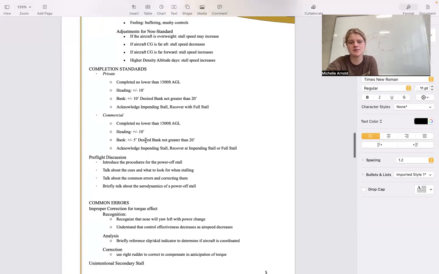Commercial, it's the same thing, plus or minus 10 degrees. This is actually when I was taking my commercial check ride, my examiner noted that this is actually where most people fail on stalls in slow flight, is the heading, because you're so focused on your speed that you forget to stay coordinated and maintain your heading and adjust for wind. So you do want to make sure you're glancing at your heading indicator every once in a while throughout this maneuver. Bank plus or minus 5 degrees though for the commercial instead of 10.